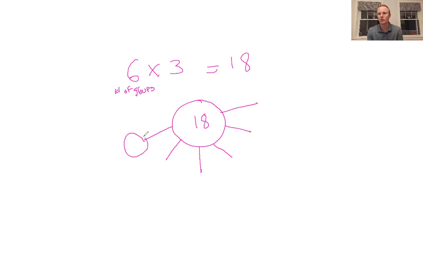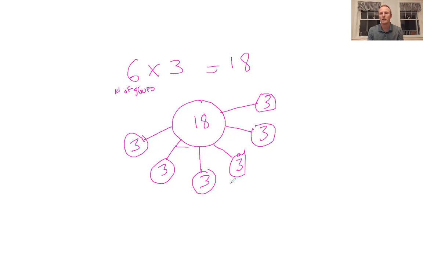Each branch gets a circle at the end. And we're going to fill those in. That was a weird looking circle. With the size of each group. And the size of each group in this problem was 3. So we'll put a 3 in each of these. And again, because it's multiplication, all of these groups have to be the same size. All these numbers have to be equal to each other. And this number bond is representing 6 groups with 3 in each group.